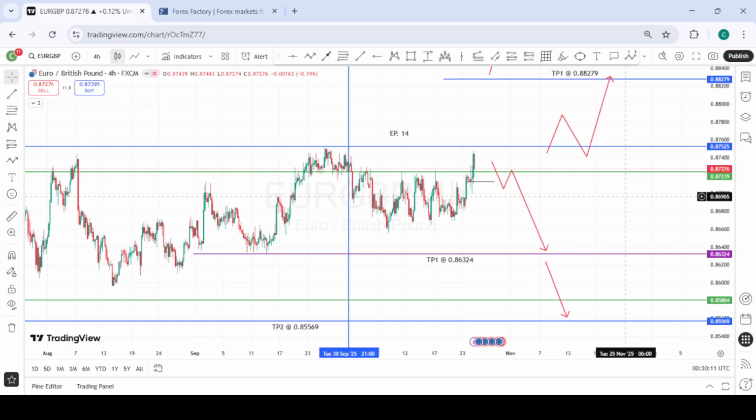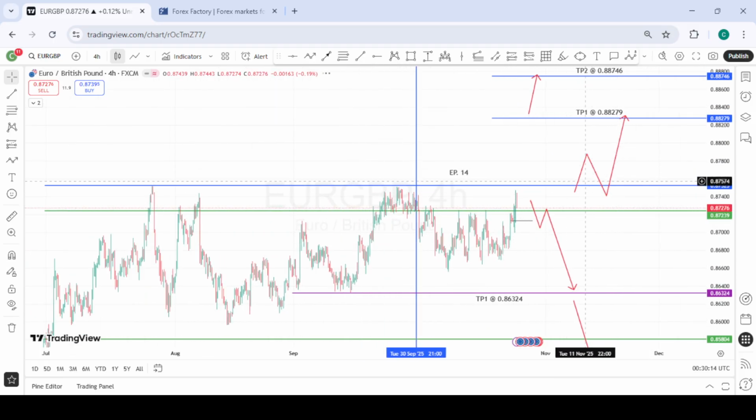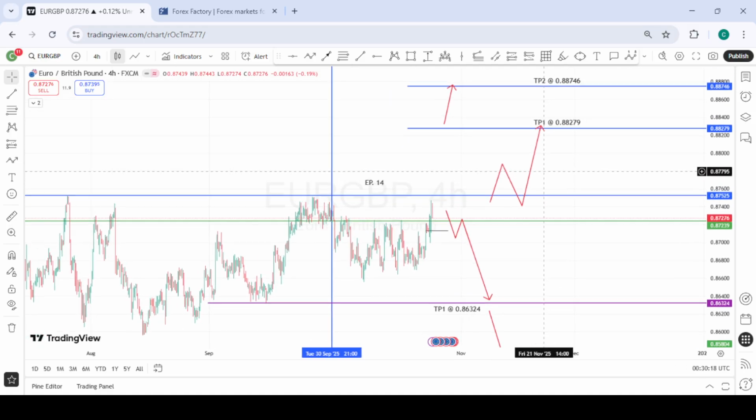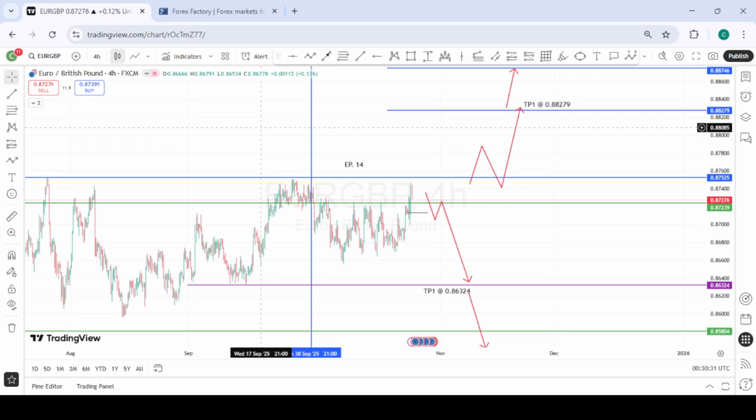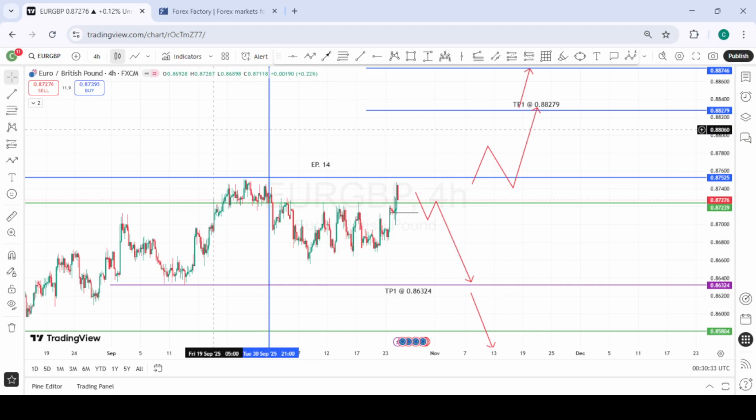If that fails and price breaks above this zone, we're interested in looking for a pullback into this same area again. Then we'll look out for buying opportunities to the upside to these various TPs we have above. So let's give price some time to develop, then we can take our decision on EURGBP, whether we are going to be bearish or we are going to be bullish.